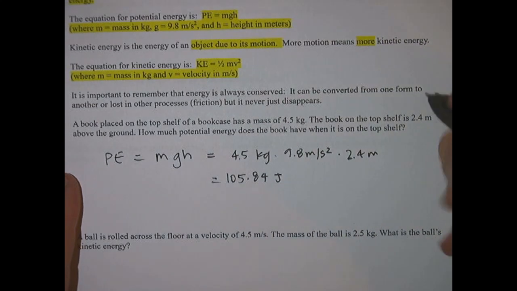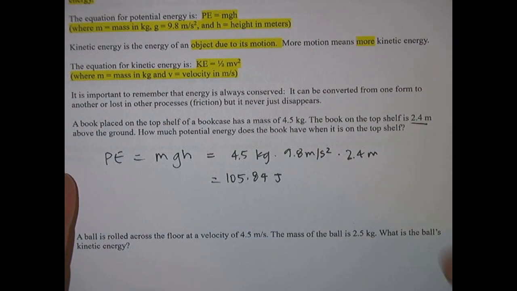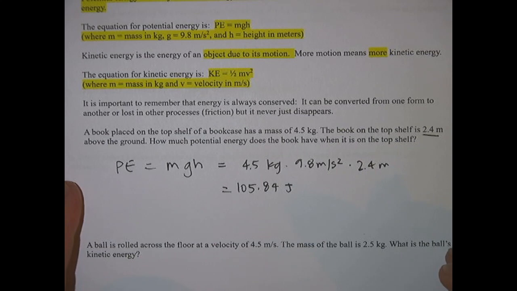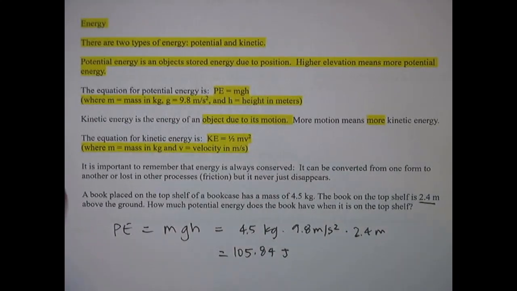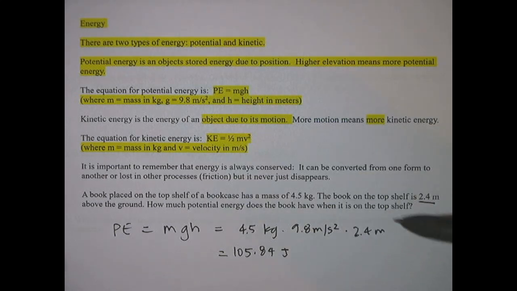For those, you're always going to have a height, so that's kind of what you're looking for, 2.4 meters above the ground. So keep your eyes out for those. The other kind of energy, if you bounce back up here, is called kinetic energy. Kinetic energy is an energy of an object due to its motion.